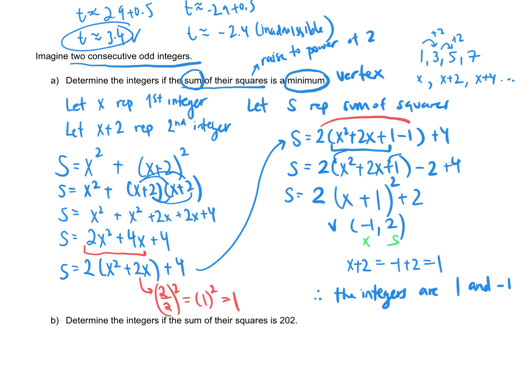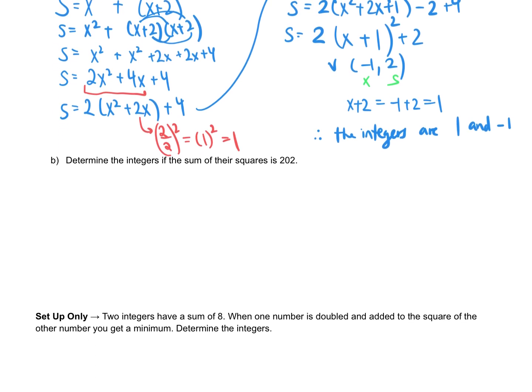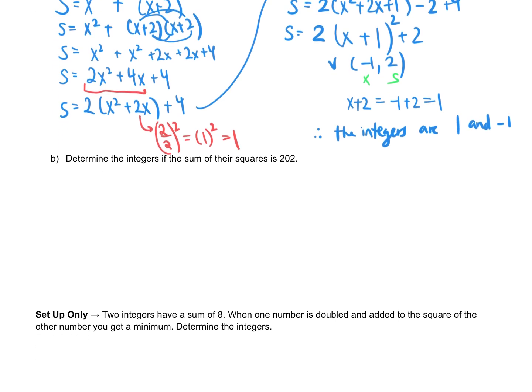Let's try another one. So we're still dealing with the same consecutive odd integers, so I'm going to keep the same let statements as before. And now it says determine the integers if the sum of their squares is 202. So the sum of the squares was x squared plus (x plus 2) squared, and this time it's not equal to that generic sum of squares, it's equal to the actual number 202.